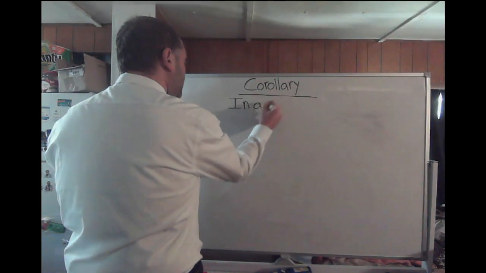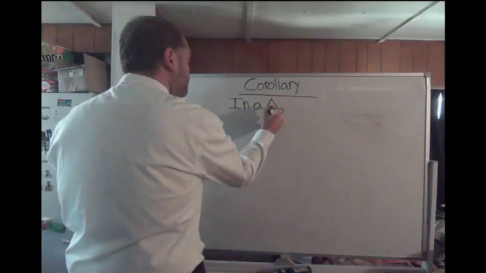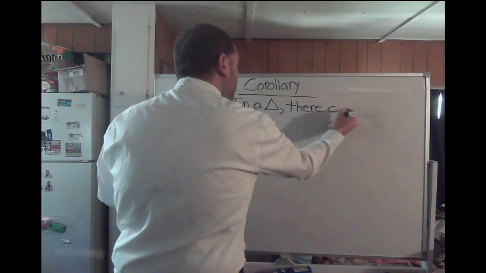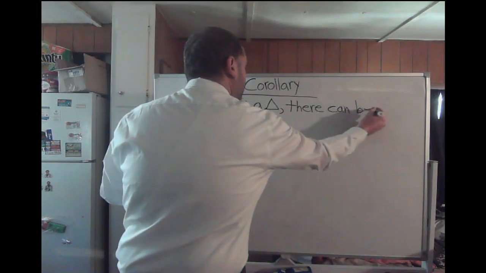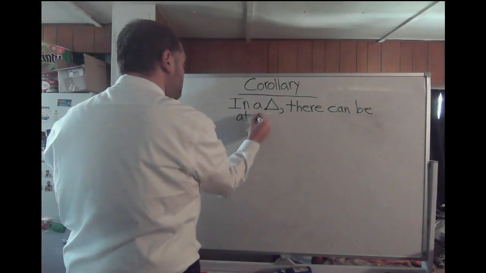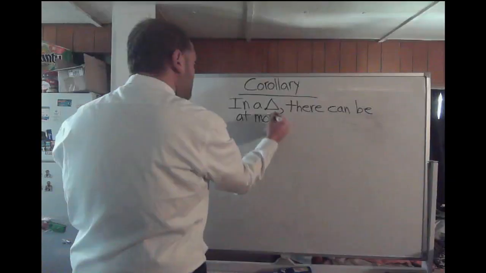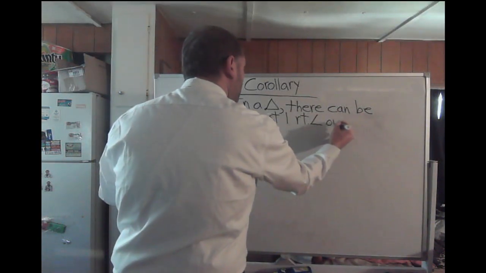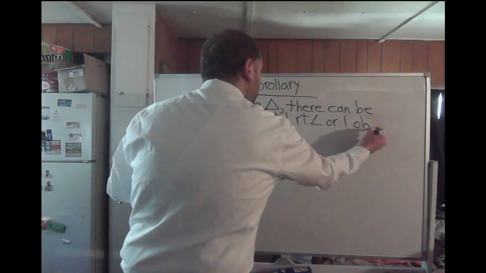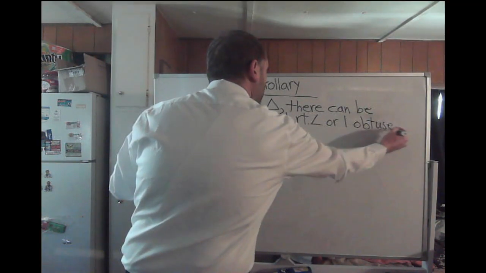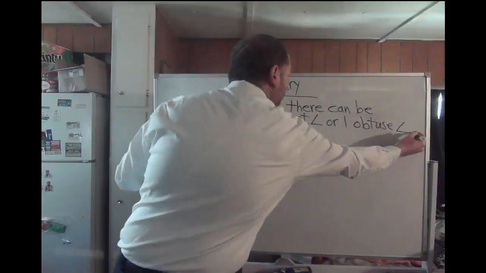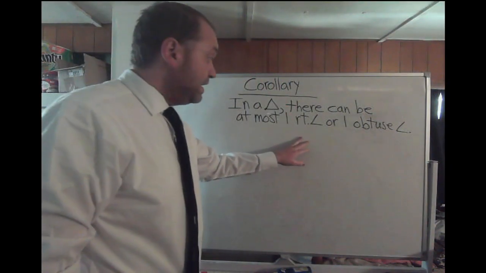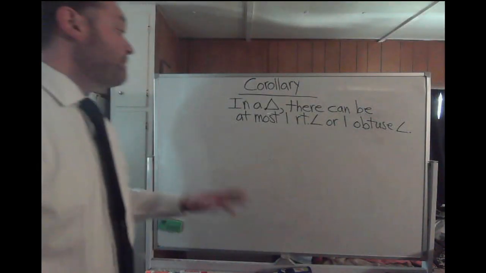In a triangle, there can be at most one right angle or one obtuse angle. So in a triangle, there can be at most one right angle or one obtuse angle. Okay.